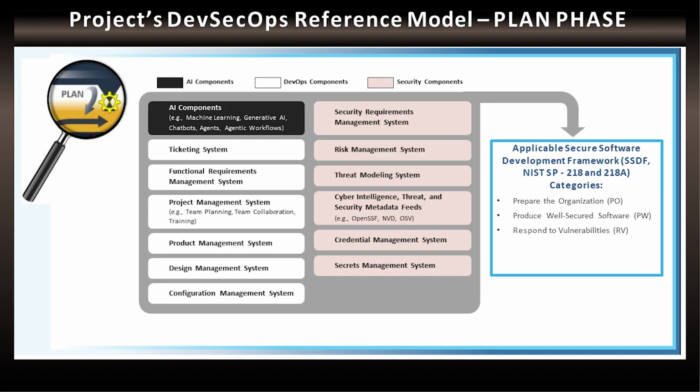On this project, for the plan phase, what you're seeing on this diagram are the activities and components that we think should be included. Our goal here is to take these activities and the components that enable those activities and map them to the groups and tasks in SSDF. In this case, for the plan phase, we believe we can identify mappings to SSDF tasks and prepare the organization, produce well-secured software, and respond to vulnerabilities groups in SSDF.